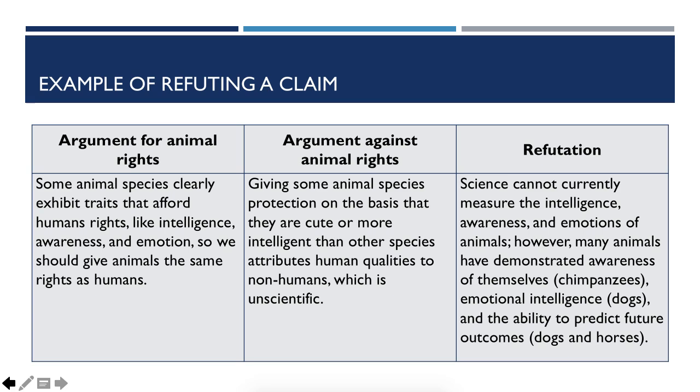So let's say somebody is arguing for animal rights. They may make the claim that some animal species clearly exhibit traits that afford humans rights, like intelligence, awareness, and emotion, so we should give animals the same rights as humans.